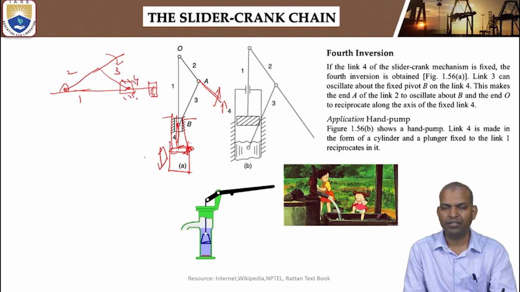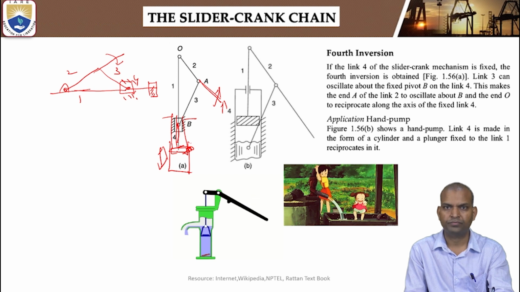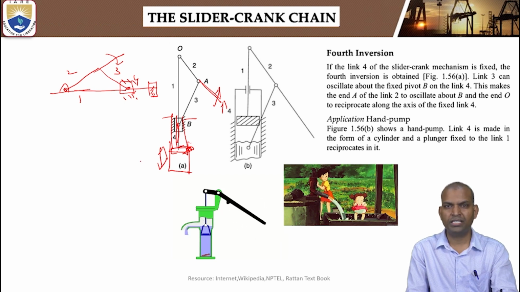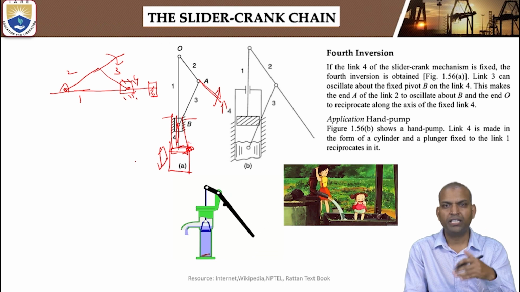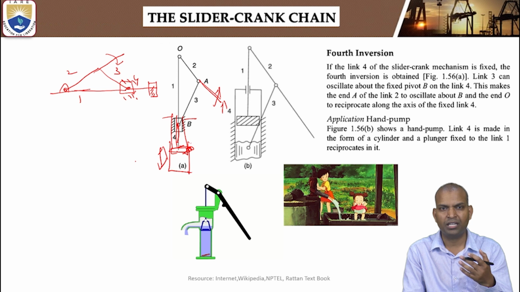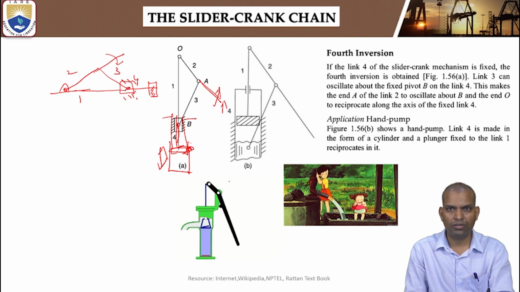If link 4 of the slider crank mechanism is fixed, the fourth inversion is obtained. Link 3 can oscillate about the fixed pivot B on link 4. This makes the end of link 2 oscillate about B and the end O reciprocate along the axis of the fixed link 4. Link 4 remains fixed, while links 1, 2, and 3 remain in motion. The motion can be oscillation, translation, or rotary motion. Oscillation means not complete rotation, a partial rotation. That is the example for the fourth inversion.